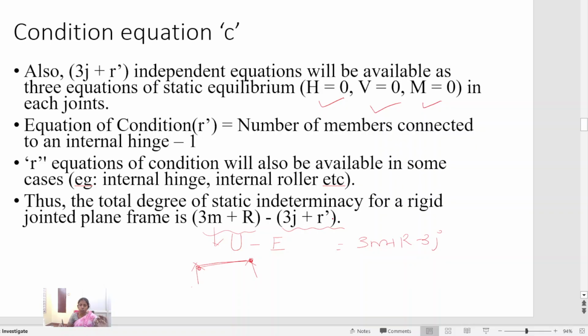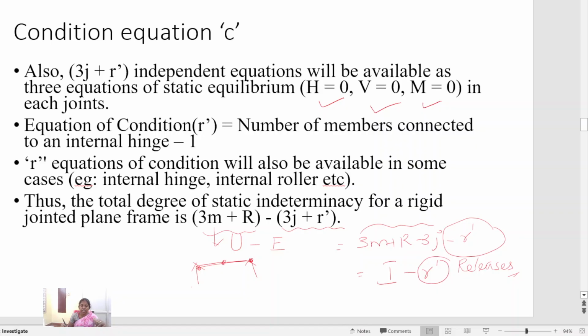So the first term, 3m plus r minus 3j, is the normal form of the indeterminacy equation. What is r dash? If it is the basic indeterminacy value, we have to deduct something from this indeterminacy value. What are we going to eliminate? So this r dash means releases. We can release some of the characteristics at any point in between the members.